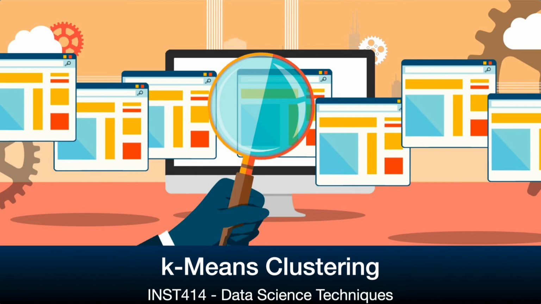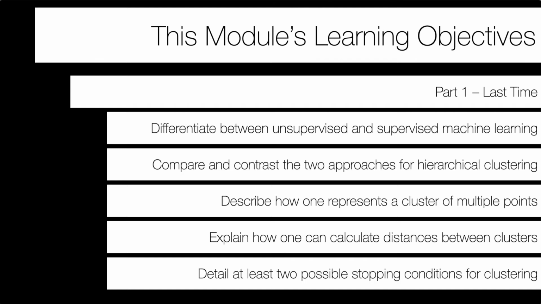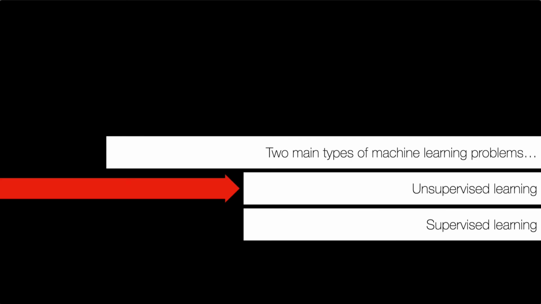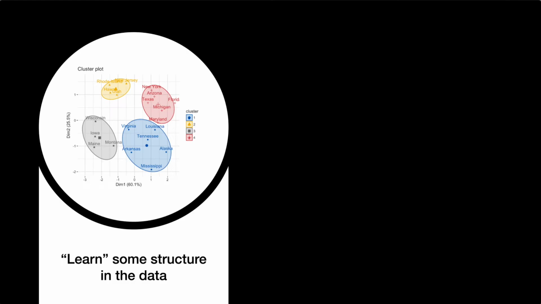In this lecture, we're going to talk about k-means clustering, continuing our discussion on clustering in general. Recall from last time, the first part of this module, we talked about 5 different learning objectives. First, looking at different kinds of machine learning, specifically 2 different kinds, that is unsupervised learning and supervised learning, where in the clustering case, we're focused much more on the unsupervised learning case.